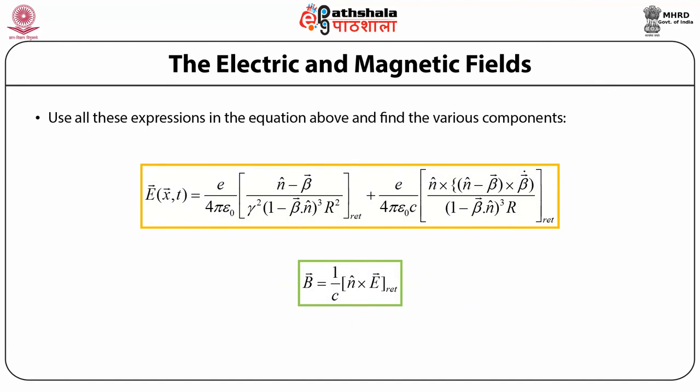Use all these expressions in the above equation and find the various components. So E(x,t) = e/(4πε0) (n̂ − β)/(γ²(1 − β·n̂)³ R²)|ret + e/(4πε0 c) n̂ × ((n̂ − β) × β̇)/((1 − β·n̂)³ R)|ret, and B = (1/c) n̂ × E|ret.